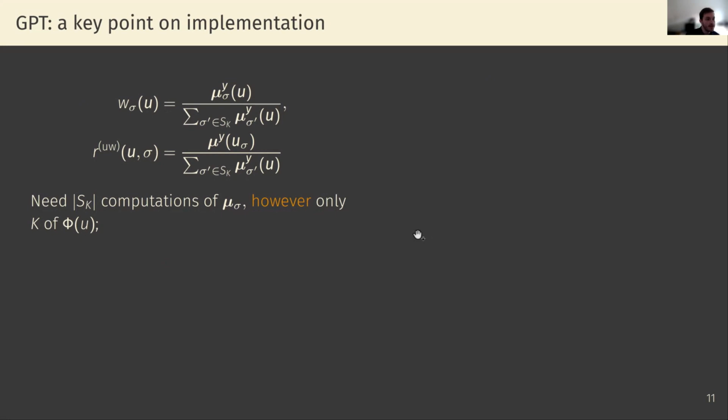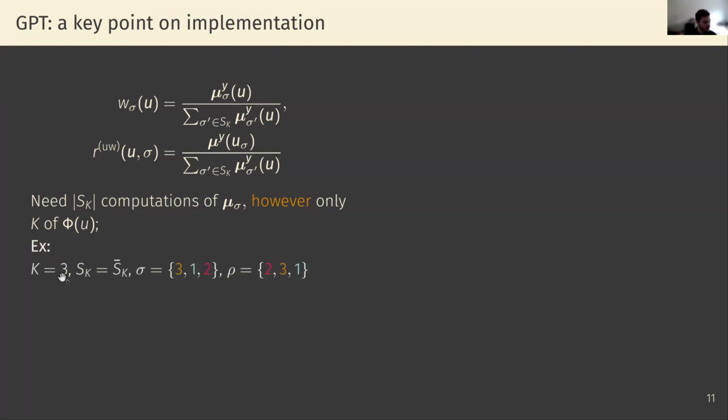Okay, touching upon a key point about implementation, whether we're using the weighted generalized parallel tempering that has this form here for the probability distribution of the swaps, or the unweighted case which has this form, we need to compute cardinality of SK computations of U sigma. However, we can get away with doing this with only K, the number of chains, computations of phi U. And depending on the number of chains, these might be the dominating cost, because every time you need to evaluate phi U, you need to solve a PDE, basically.